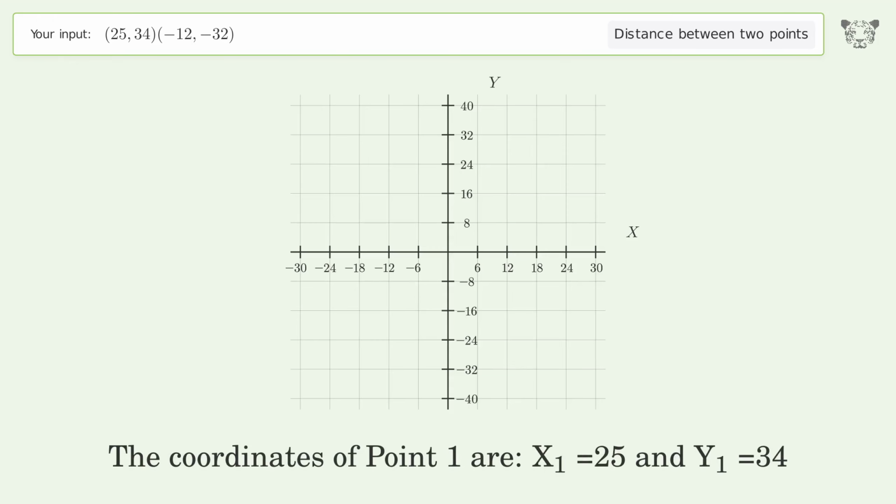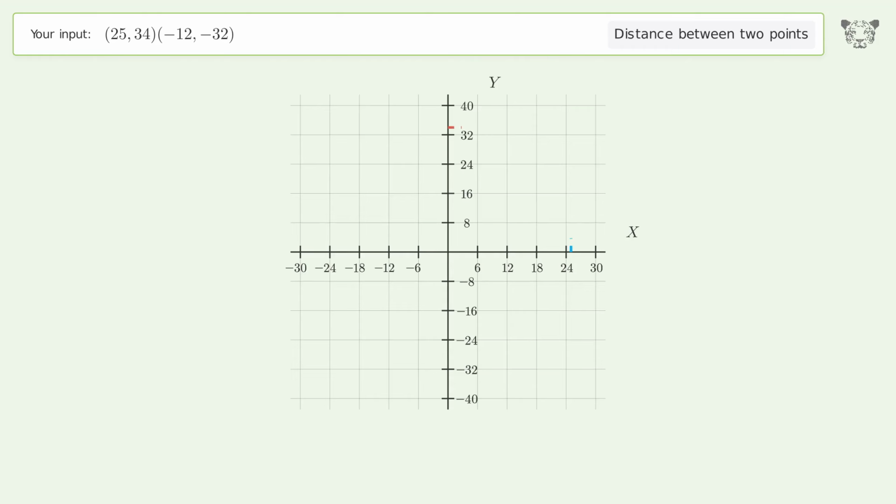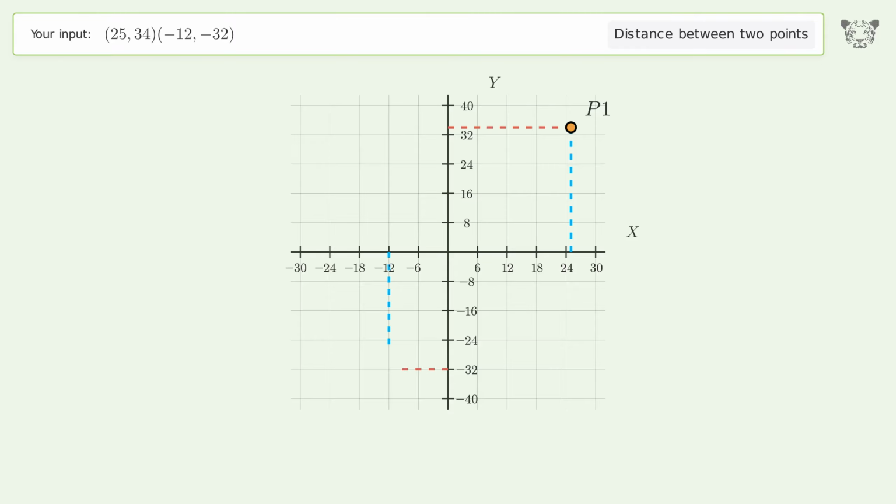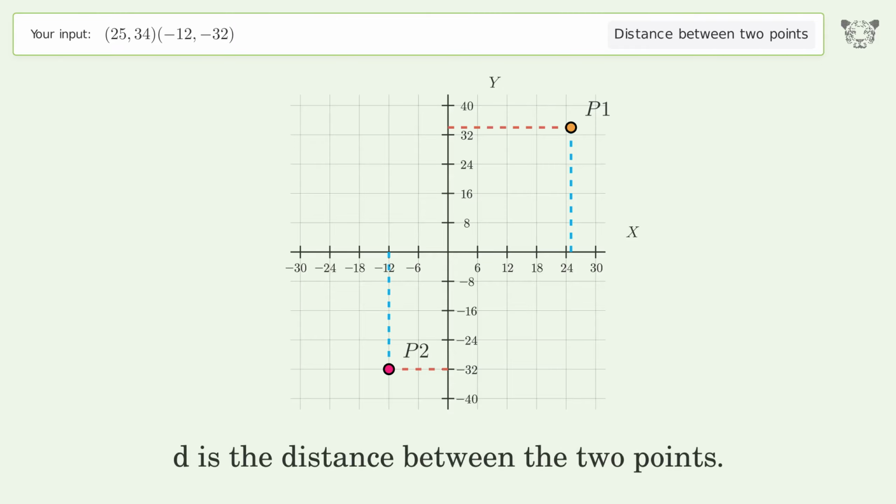The coordinates of point 1 are x1 equals 25 and y1 equals 34. The coordinates of point 2 are x2 equals negative 12 and y2 equals negative 32. D is the distance between the 2 points.